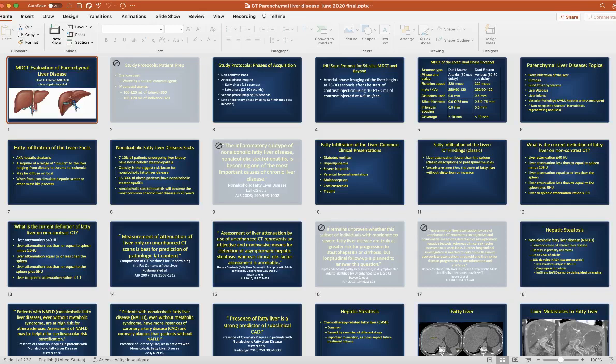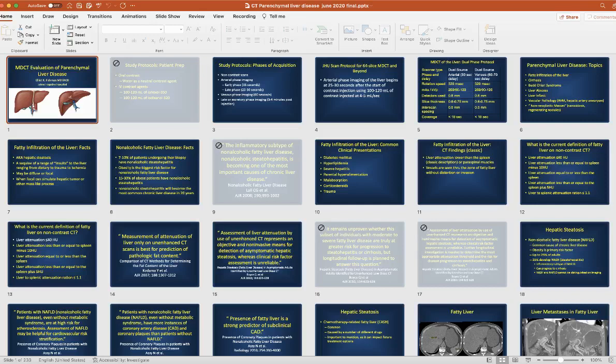Now, what's important to remember is that the biggest risk factor for fatty liver, and for patients undergoing a more severe disease in the liver, including going on to end-stage liver disease, would be obesity. That's the biggest problem.